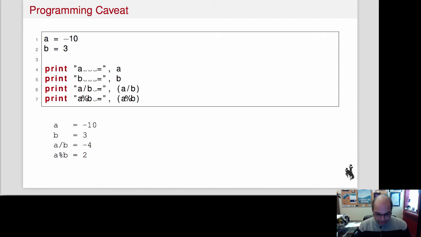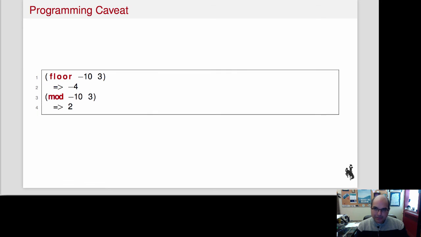Okay. Let's try Python. When we divide minus 10 by 3, we actually get the correct value, which is minus 4. The remainder is 2. That is actually good. So score 1 for Python. Okay. Let's try ACL2. Floor is the way that we do quotients, and the answer is minus 4. Mod is the way we do remainder, and the answer is 2. So ACL2 actually gets it right too. Score 1 for ACL.